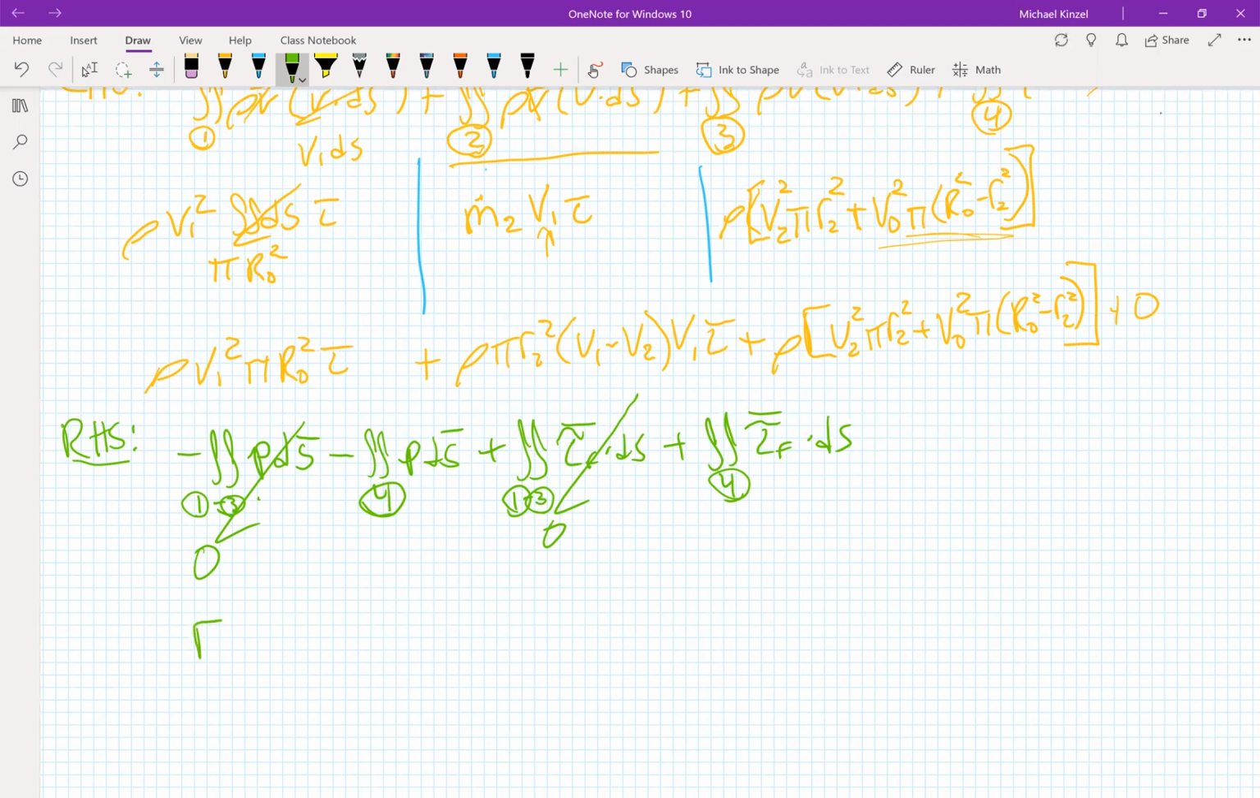what is going to be the force of the prop on the fluid, which is going to be negative pressure ds plus F ds. So these are the reaction force of the propeller acting on the fluid. So if we want thrust, we just take the negative value of that. And we do not actually have to evaluate any of these. It's exactly what we're after.